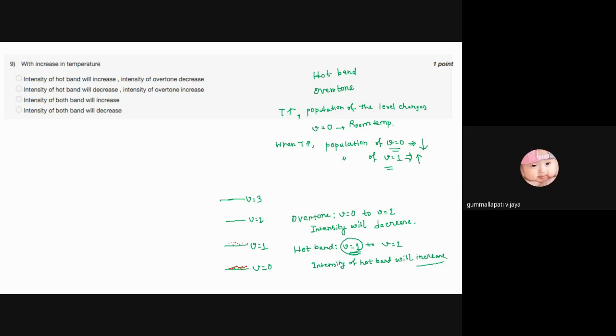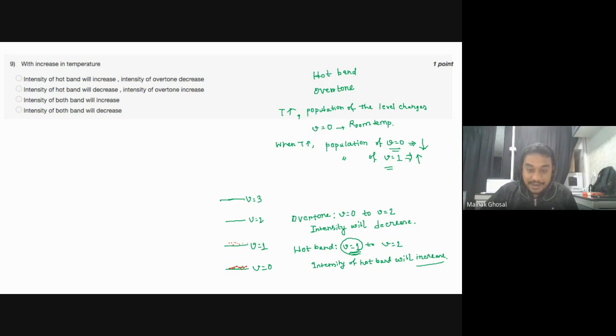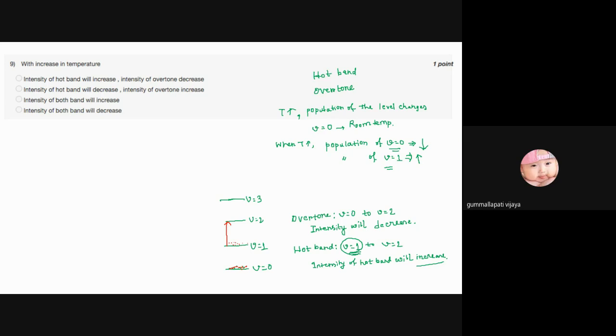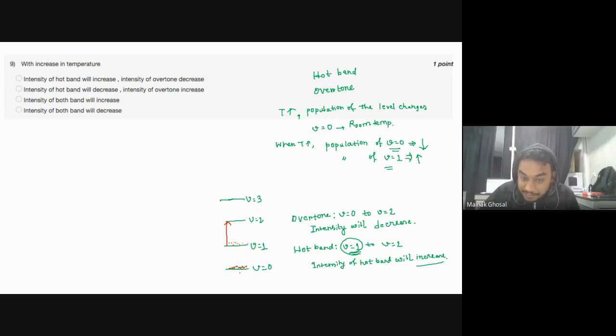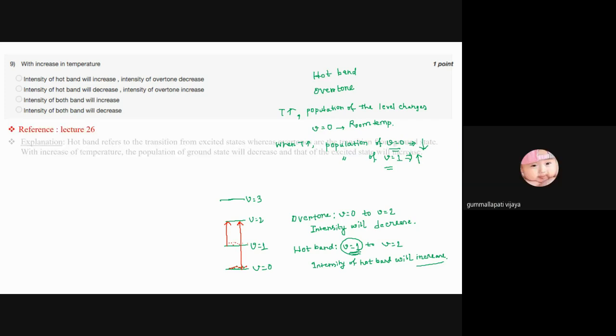Transition is occurring. And your hot band corresponds to this transition. So if more number of molecules will be here, more intensity will be here for the hot band. And since this population is decreasing and your overtone corresponds to this transition, the intensity of overtone will decrease. Understand everybody?